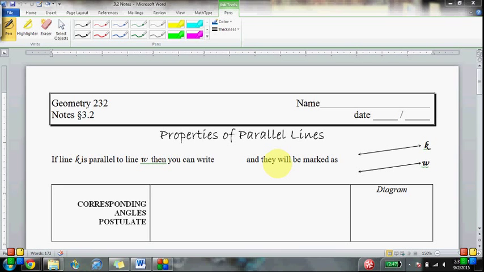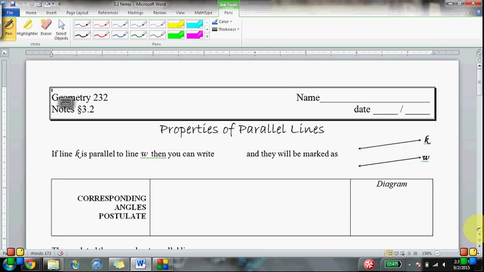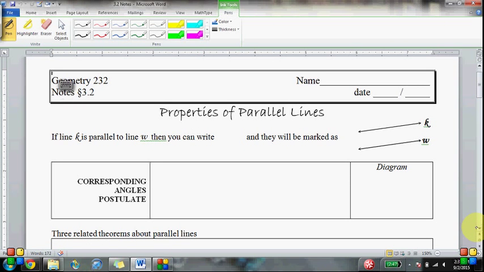This is Geometry, Section 3.2, Properties of Parallel Lines. So we talked about intersecting lines a lot in the last section. Now we're going to be talking just about parallel lines and what happens when we have parallel lines.